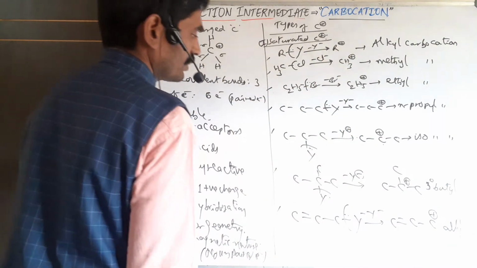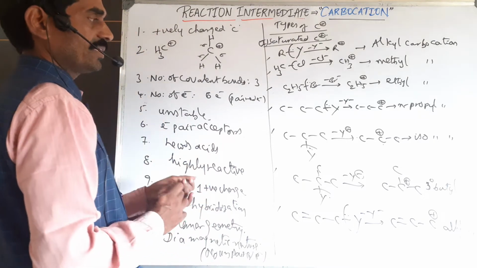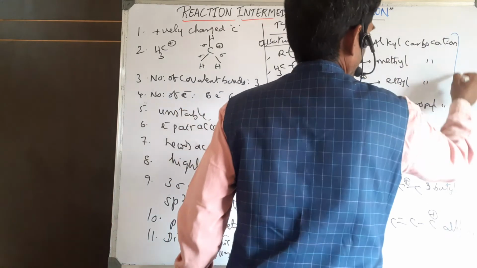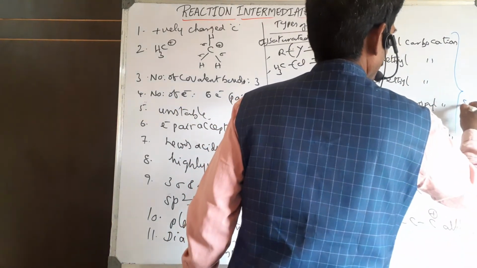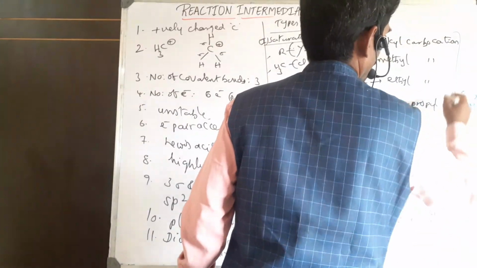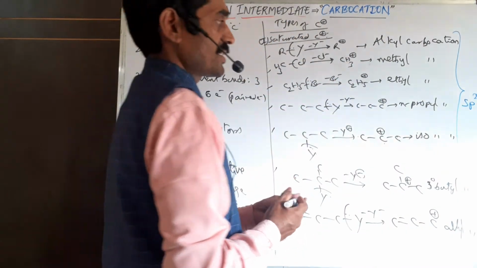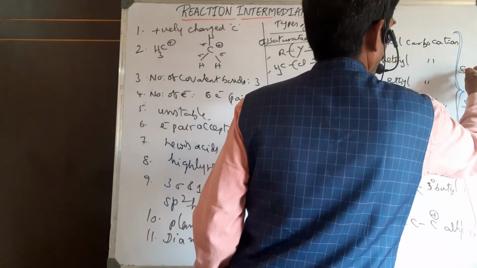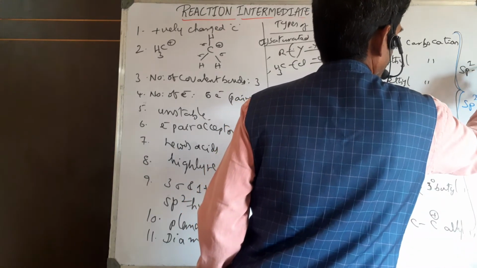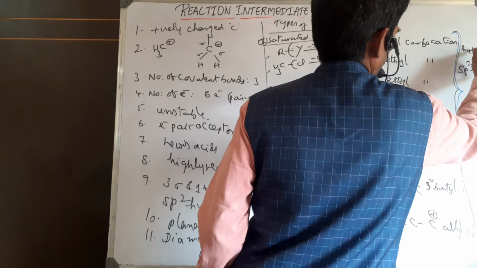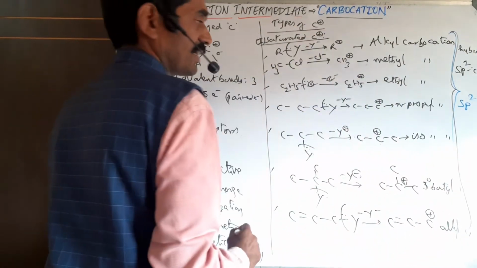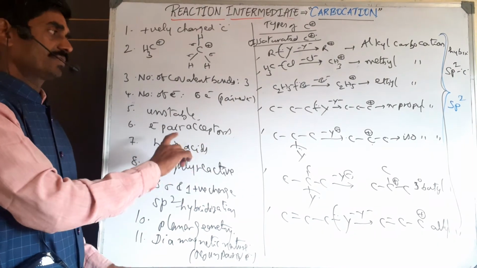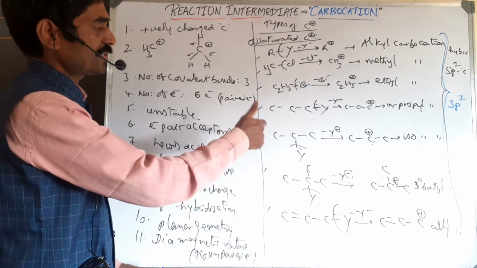In all these cases, what type of hybridization does the carbon atom undergo? sp2 hybridized carbon. In all these cases, the carbon atom undergoes sp2 hybridization. Is it clear? Got it? Copy it, take a screenshot. Some more types are there, we'll do.